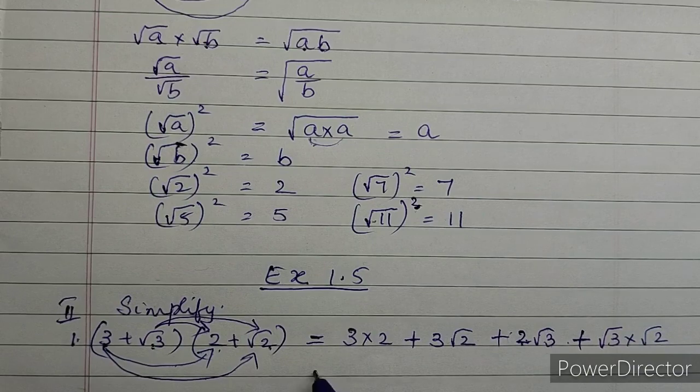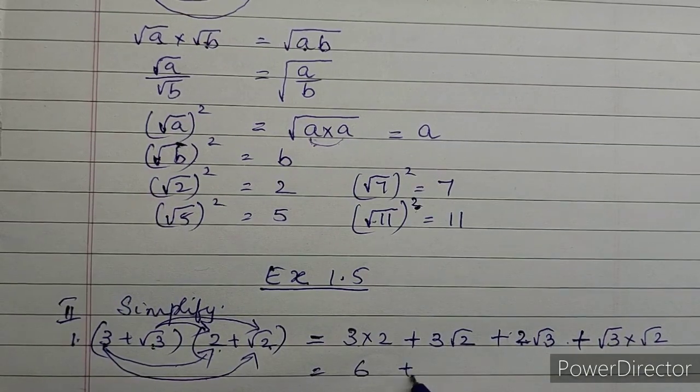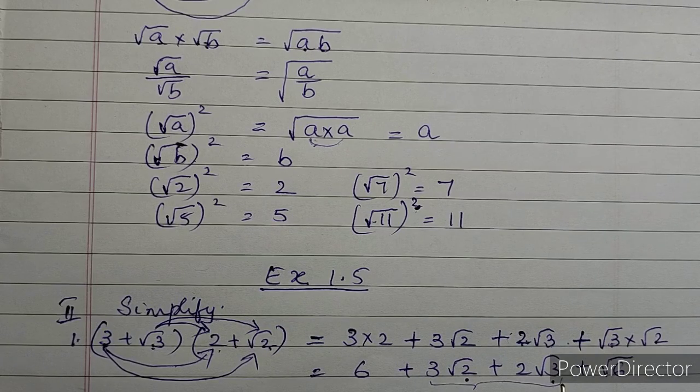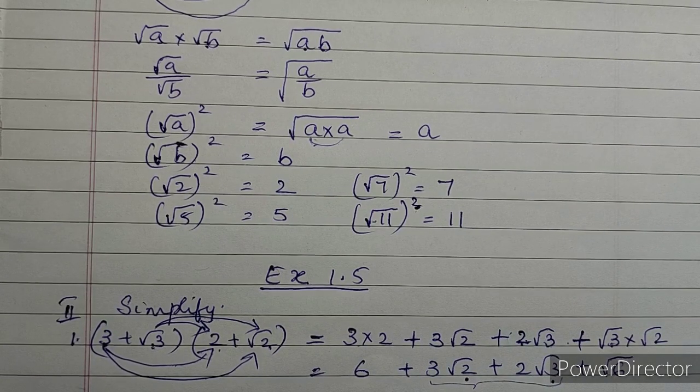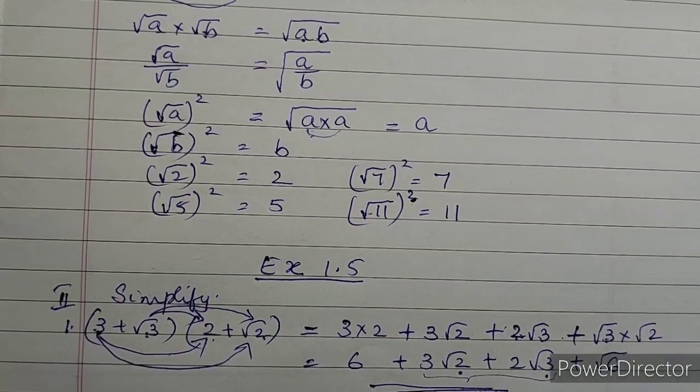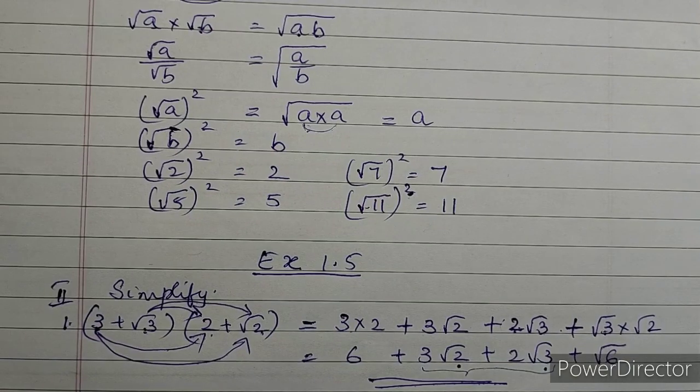Now simplify it. 3 2s are 6 plus 3 root 2 plus 2 root 3 plus root 3 into root 2 is root 6. Here you can multiply. But this addition is not possible because root 2 is different, root 3 is different. If it has come like that, different, you should not add or subtract. Understood? So this is the final answer. You can't simplify further. So this will be the result.